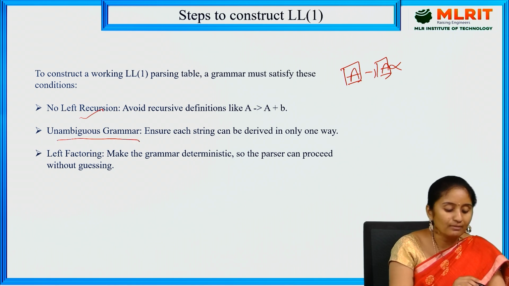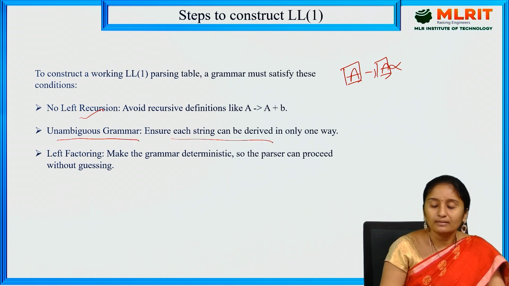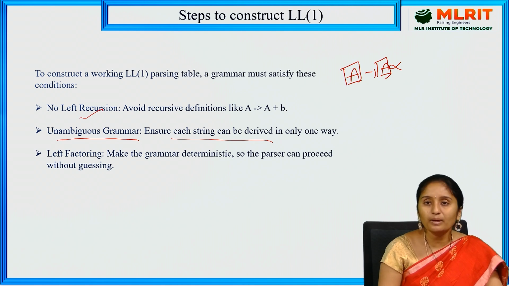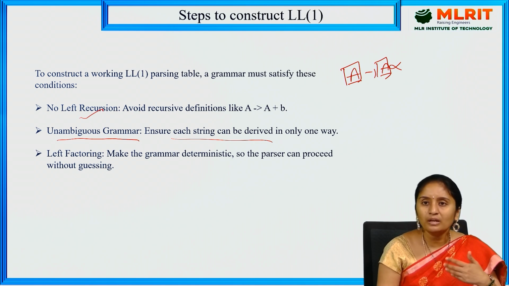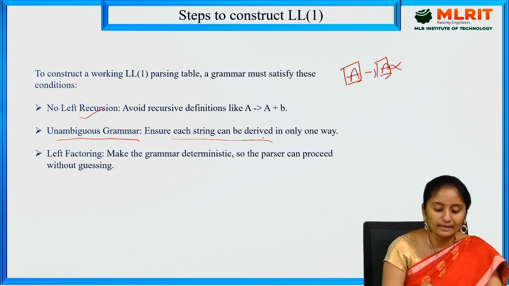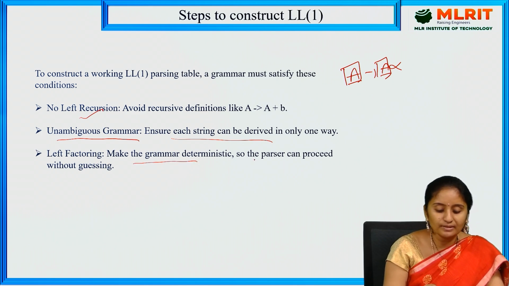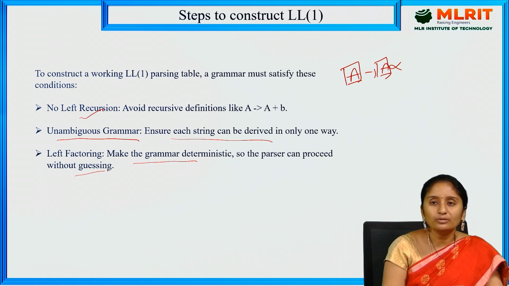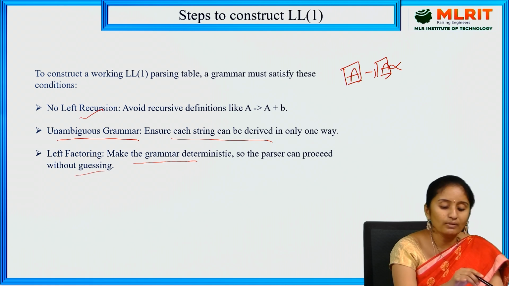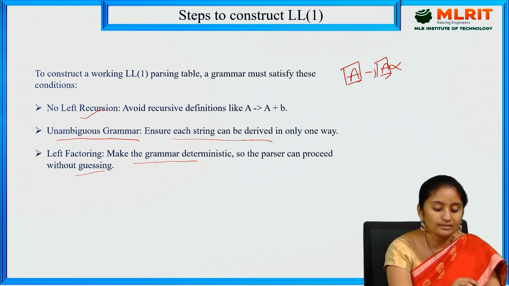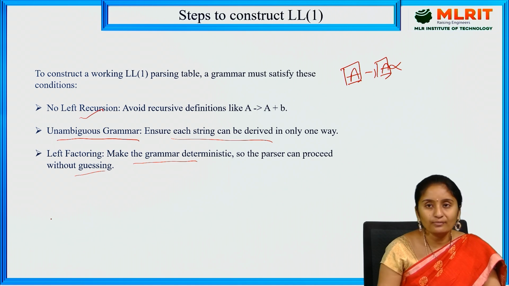And it should be an unambiguous grammar. Each string should be derived only one way. The given string cannot be derived in more than one way, either by left or right derivation, left parse tree or right parse tree. Only one tree can be generated. Then left factoring makes the grammar deterministic so the parser can proceed without any guessing. So to construct the LL(1) parsing table, the grammar should be free from left recursion, unambiguous, and left factored.